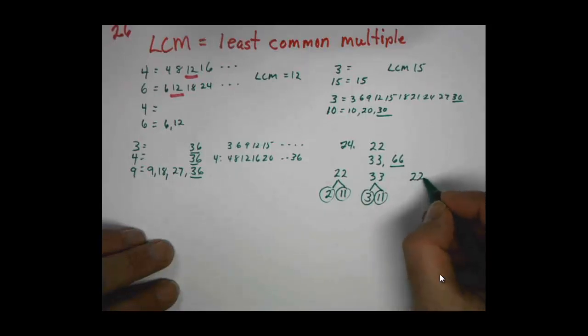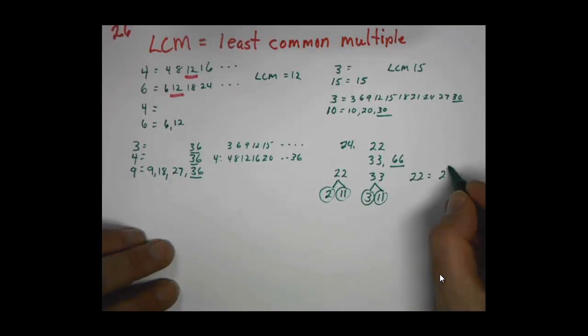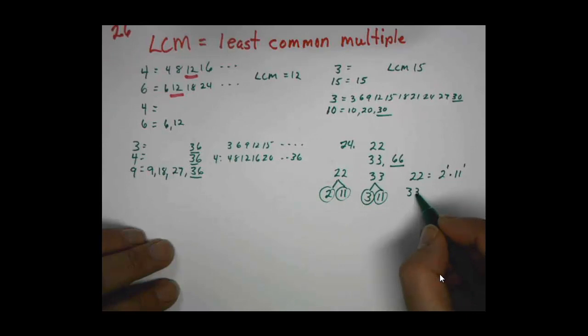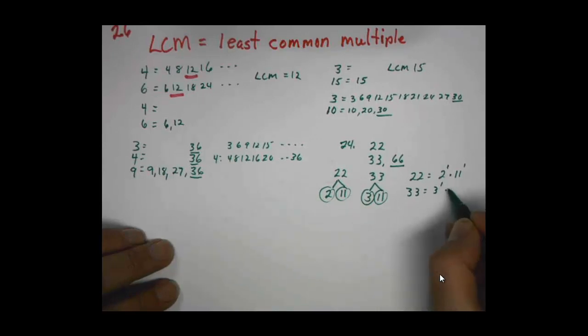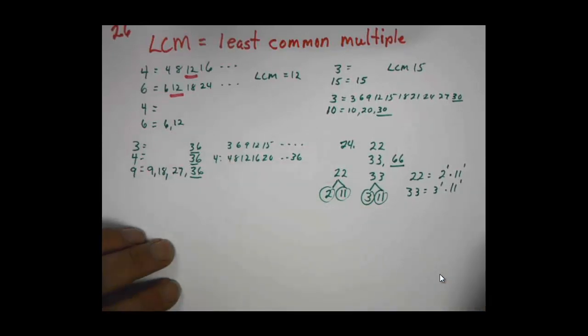Okay, so we're going to write this out in this form. 2 to the first times 11 to the first, because there's one of both of these. And 33 is going to be 3 to the first times 11 to the first.